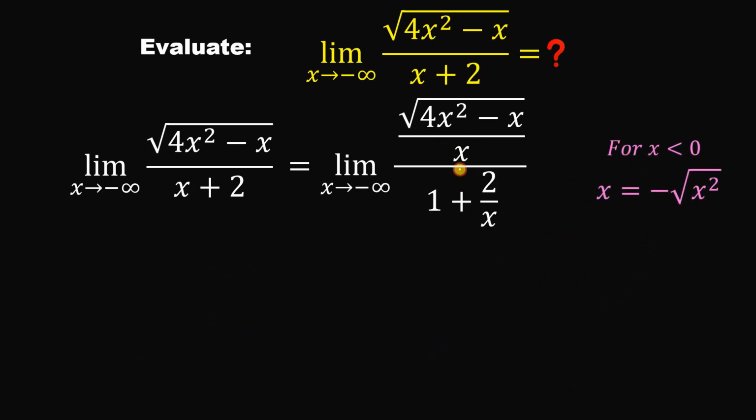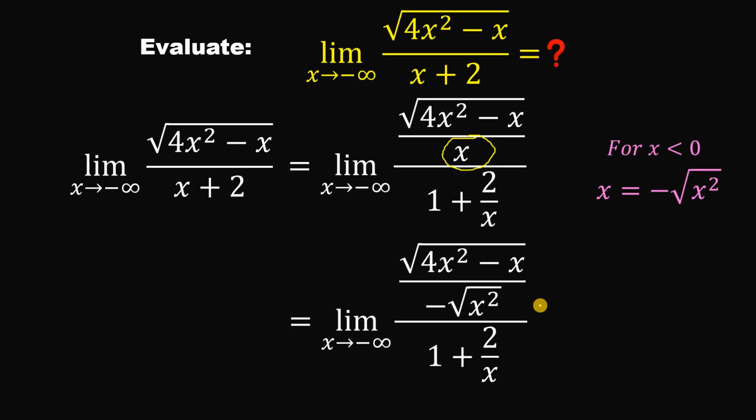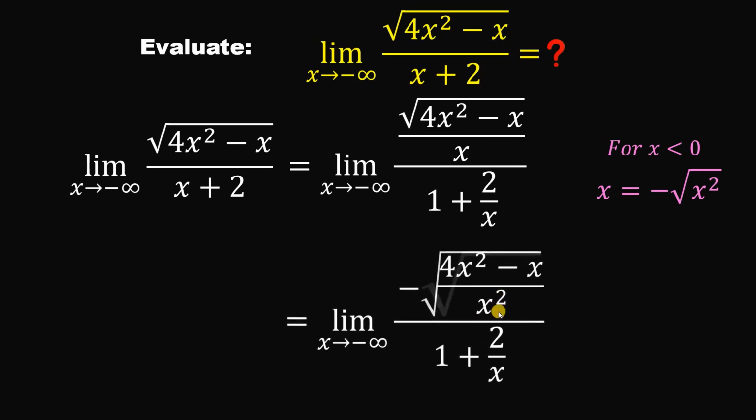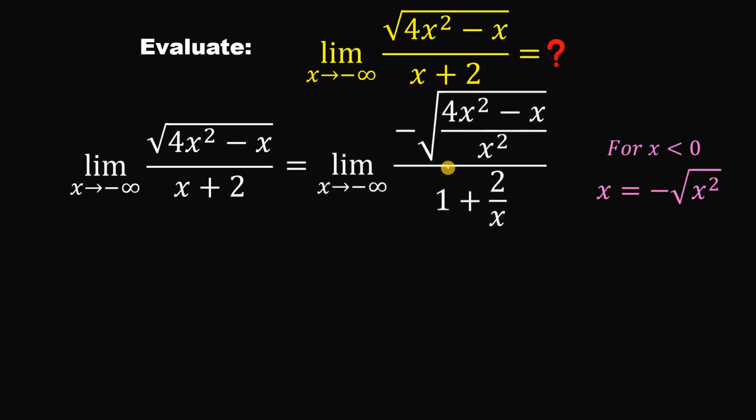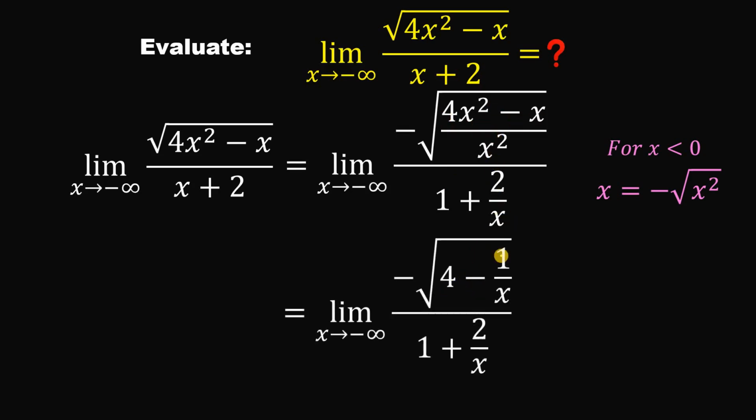Now, we need to replace this x, since x here is approaching negative infinity, so x is a negative number. We need to replace it with negative the square root of x squared. Therefore, we can now put this x squared inside the radical sign like this. And now let's focus on this result. For 4x squared minus x over x squared, we can rewrite this as 4 minus 1 over x.